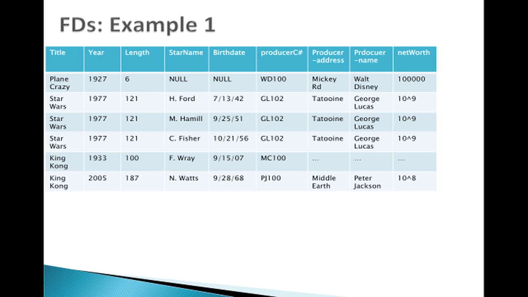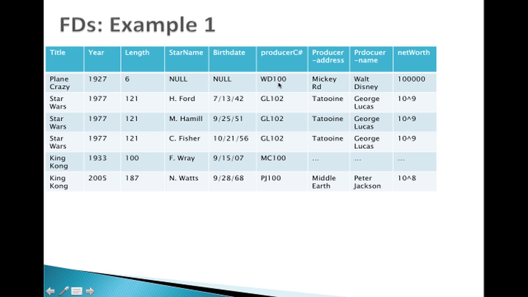So here's another relation where I've combined a bunch of information across several different relations in our movie schema. And so the question is, what are the functional dependencies here? So this is a little bit tricky. You have to think about it carefully. For instance, two tuples that have the same producer number are going to have the same producer address and same producer name. This is because the producer certificate number is unique across the producers.